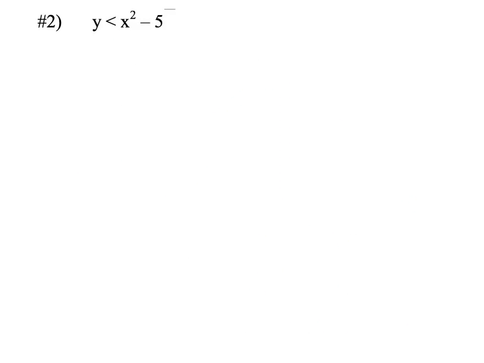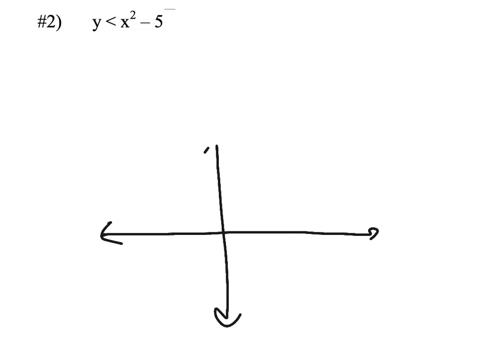Number 2, we're supposed to also graph. X-axis is horizontal, y-axis is vertical. Y is less than x squared minus 5. X squared is a parabola. The minus 5 translates it down 5.